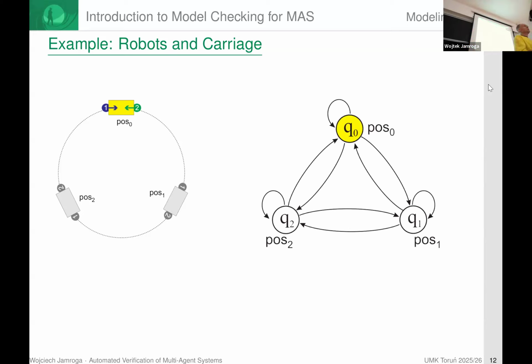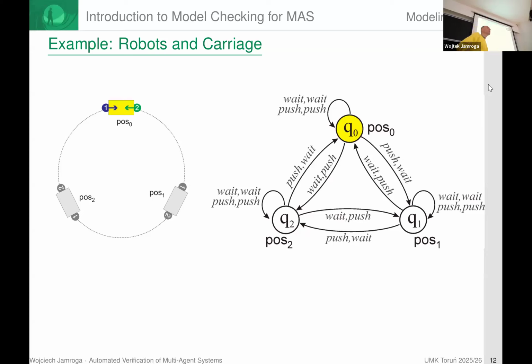Okay? So the simplest model of what can happen is like this, and well, anything can happen basically, right? So this is a fully connected graph, because depending on what the agents want to do, for every given position of the carriage, we can move to any other given position of the carriage in one step.